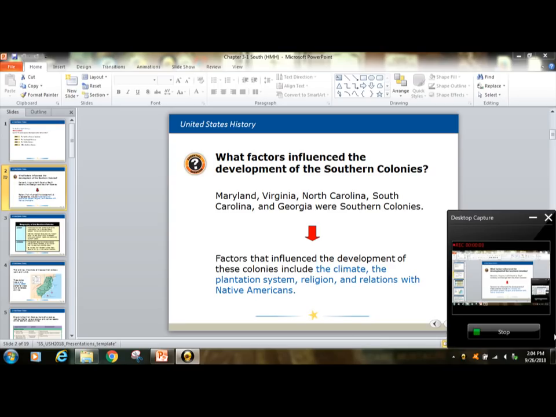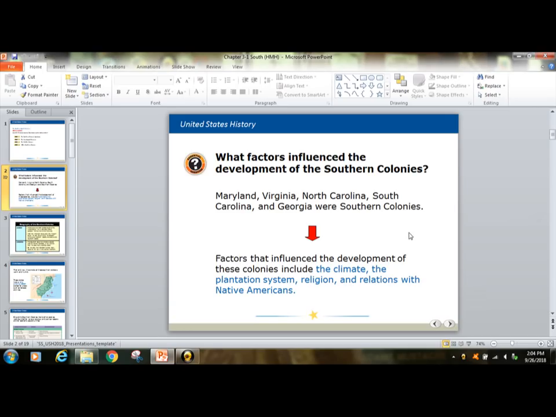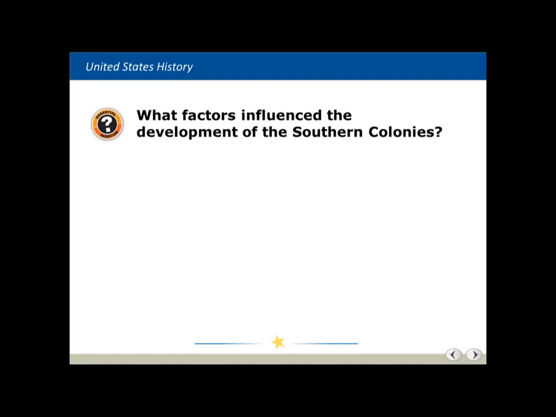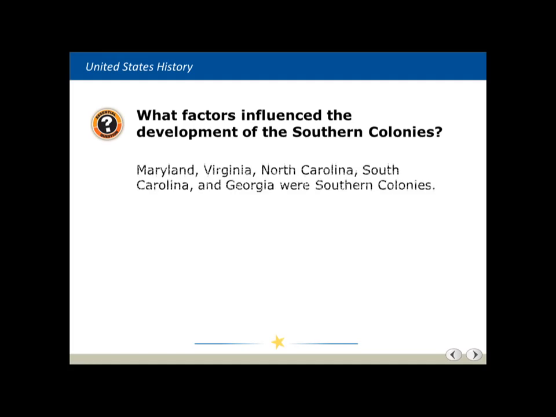Okay, we're going to go ahead and get started here. This is a video PowerPoint over Chapter 3, Section 1, and we're going to go ahead and finish up the Southern colonies. All right, what factors influence the development of the Southern colonies? You have Maryland, Virginia, North Carolina, South Carolina, Georgia. These are all Southern colonies.